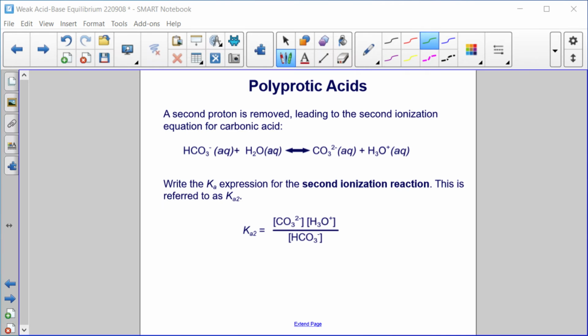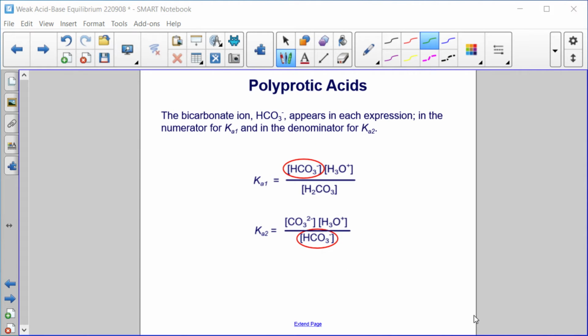H2CO3. A second proton is removed, leading to the second ionization equation for carbonic acid, where we start with HCO3- in water to produce carbonate, CO3 and the hydronium ion. Write the Ka expression for the second ionization reaction. This is referred to as Ka2. It's the concentration of the products, CO3 times H3O+, over the concentration of the reactant, HCO3-.